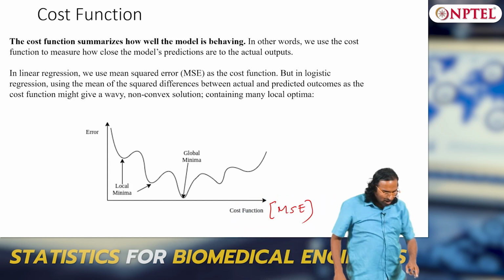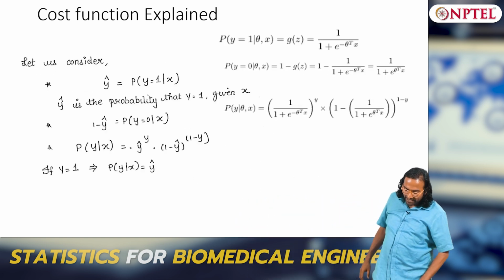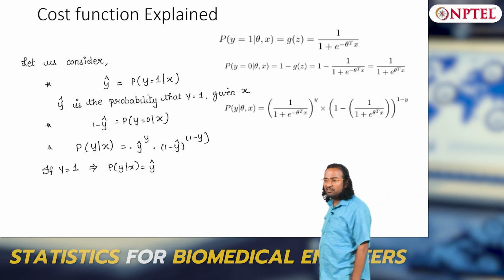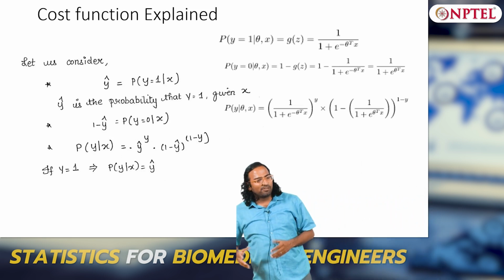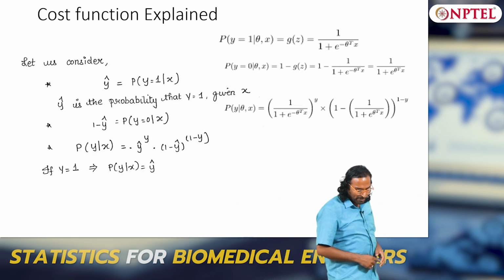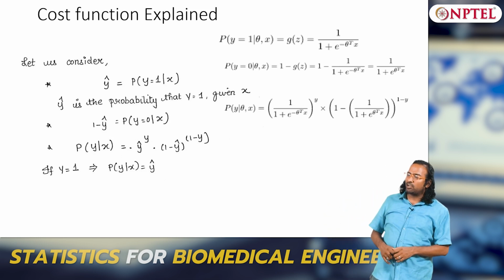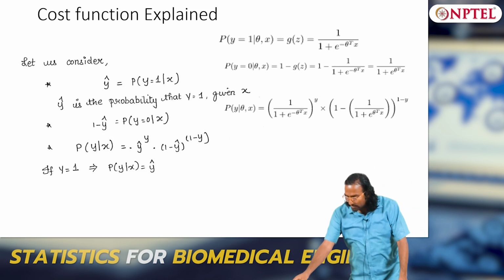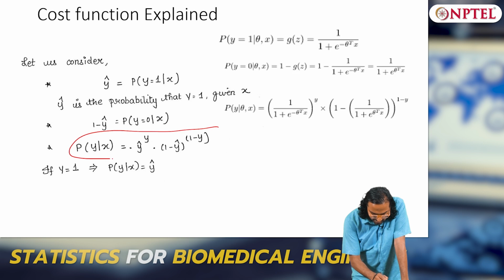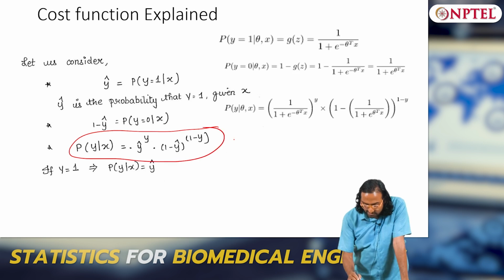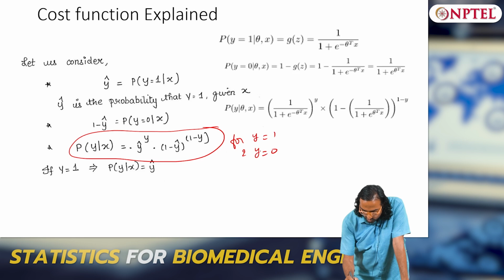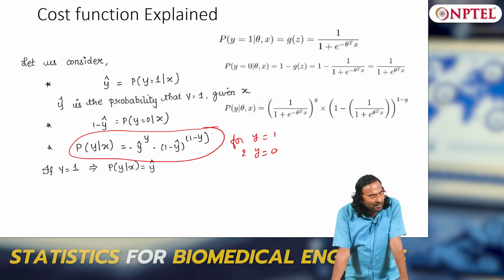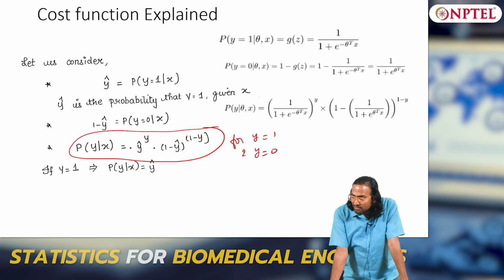Okay. So remember we have combined both of them together. I told you 1 and 0 we have combined together as y hat to the power y into 1 minus y hat to the power 1 minus y. This is my probability of y given x for both y equals 1 and y equals 0. This is my combined function, clear?